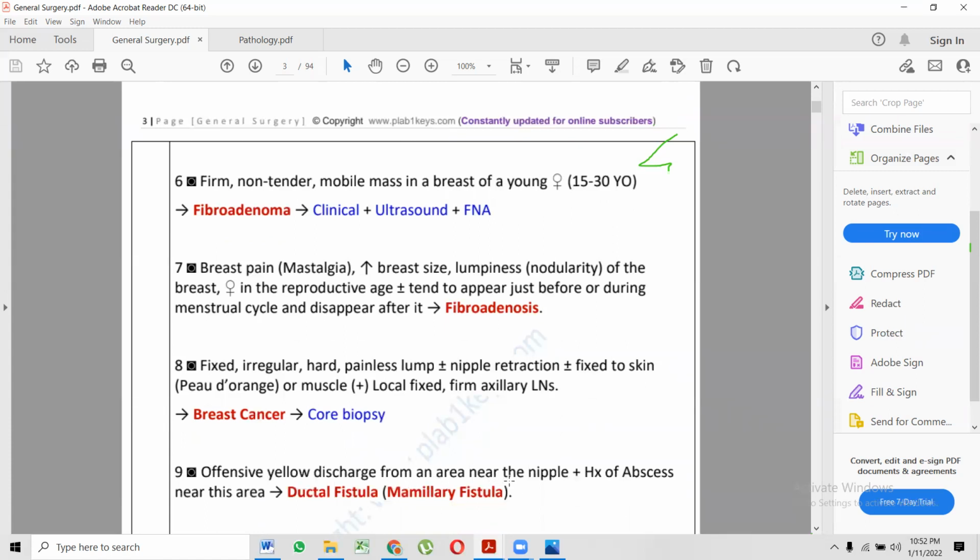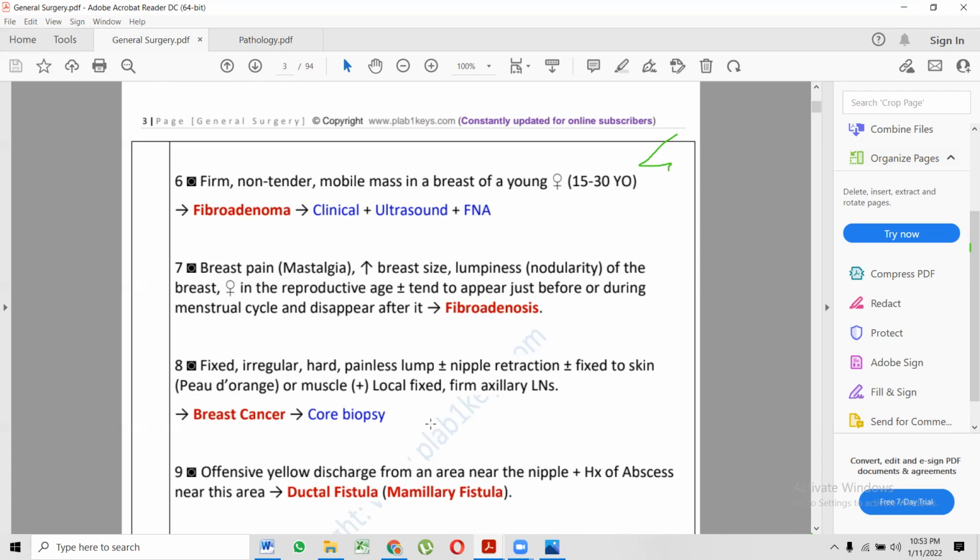Offensive yellow discharge from an area near the nipple, history of abscess. Just a question about the punch biopsy and core biopsy. Is it for any of the breast cancer? First, it's the core biopsy, and for Paget disease, it's specifically punch biopsy. Yes, for Paget disease it is specifically punch biopsy.